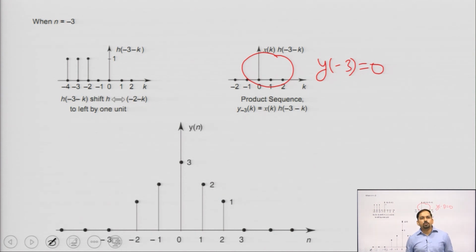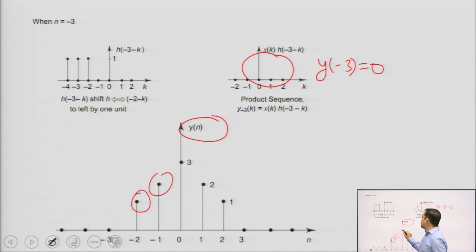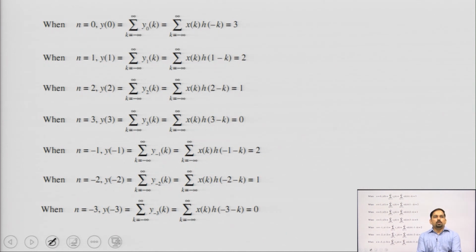So, we have values from n equals -3 to +3. Now, we are going to plot the output here. At n equals -3 the output is 0, at n equals -2 the output is 1, further 2, 3, again 2, 1. So, we have obtained the convolution of two finite duration signals with the help of the graphical technique. This we have already identified: 3, 2, 1, 0, 2, 1 and further 0.